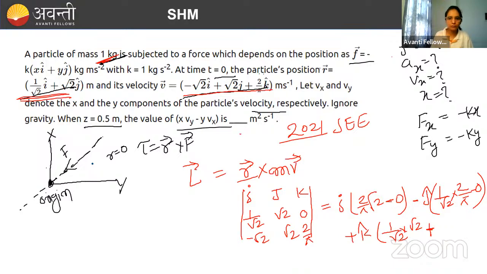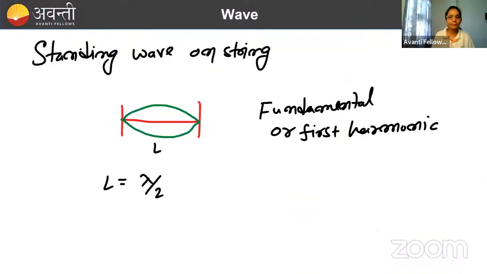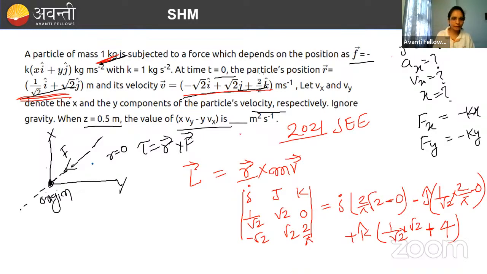Just see the calculation carefully. So something like that we are getting. Now at any other time we can calculate this value, because in the question we are asked the value of x vy minus y vx. So let's consider any time t, let's do it here only.